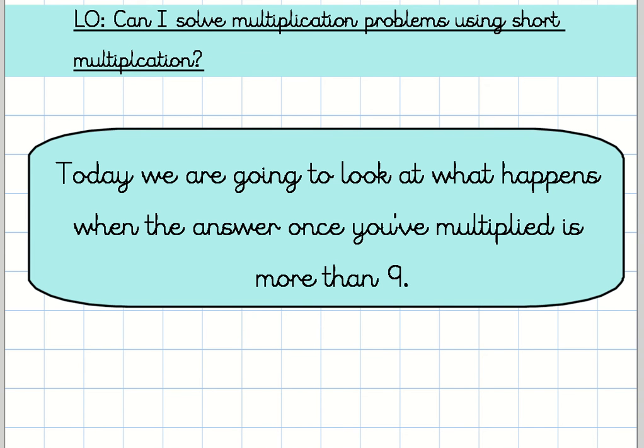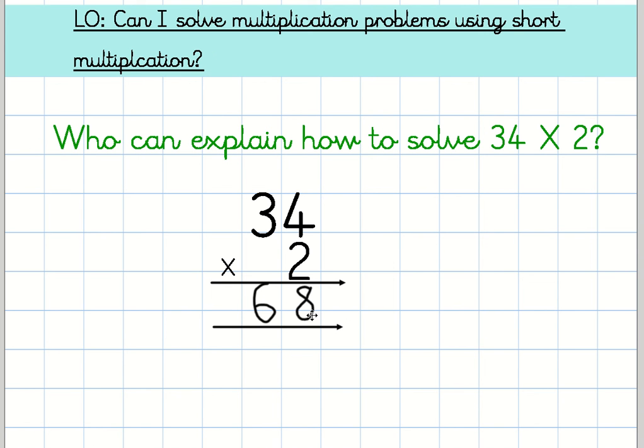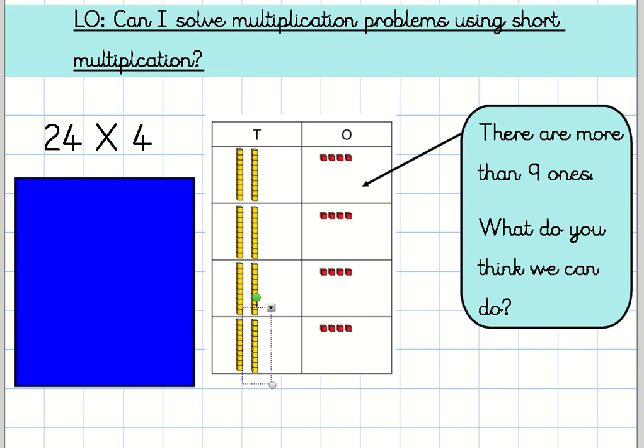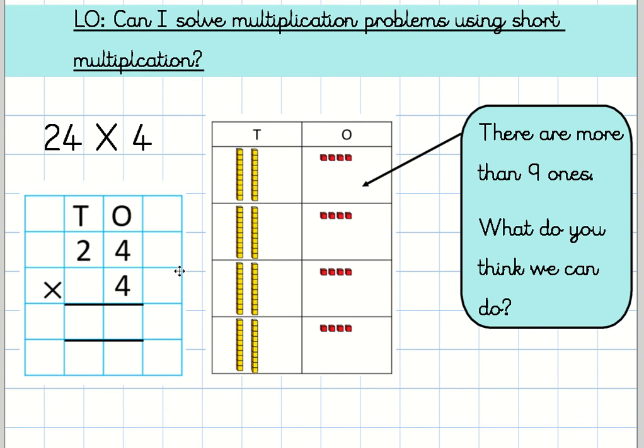Today we're going to look at what happens when the answer, once you've multiplied, is more than 9. So in the one we've just done, both 6 and 8 are less than 9. But what we're going to look at today is what happens if they're greater than 9. So this is an example. We've got 24 multiplied by 4. And this is how we'd lay it out.